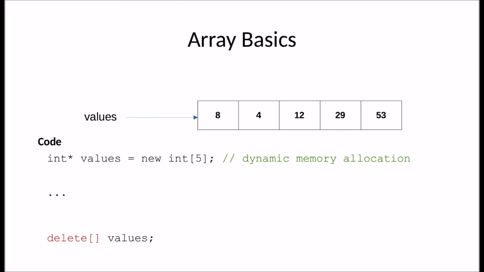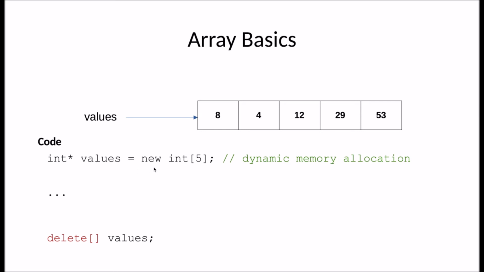Here I use a pointer to an int. I use the same identifier as in previous slides, named values. This then stores the address of the very first element. And then I use the new operator to allocate memory for 5 integers. The new operator returns the address of the first element, and this address is then stored in values.